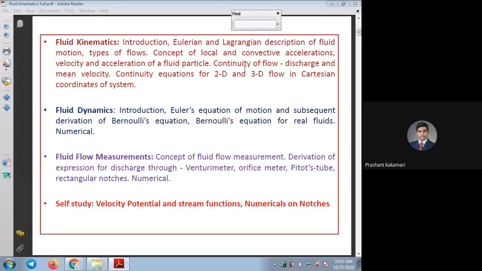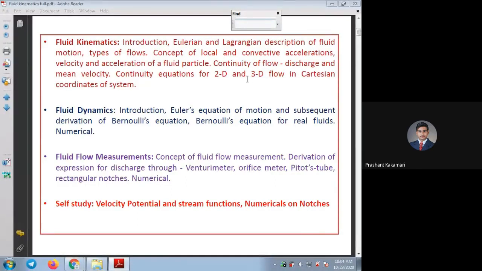Then we discussed the continuity equation in 2D and 3D, how to derive it, with some examples. So today we'll complete the fluid kinematics part with the remaining problem, one of the remaining problems, which we left: half of the problem we completed, half we left.